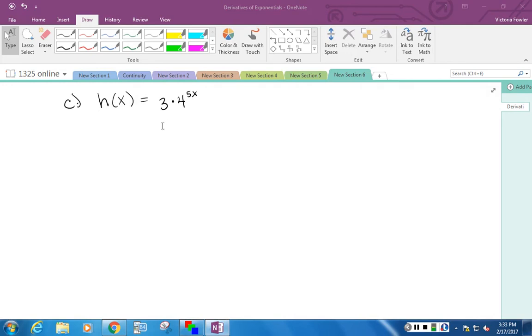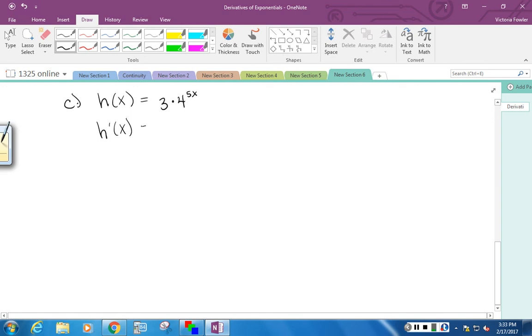I'm still taking the derivative. Now I have a constant times an exponential. The base is 4. So I need to think about chain rule because this usually looks like 4 to the x. I also have to think about this constant. It's just going to go along for the ride. So I'm going to take the derivative. I'm going to write it as h prime of x. I'm going to leave that 3 because it's a constant going along for the ride.